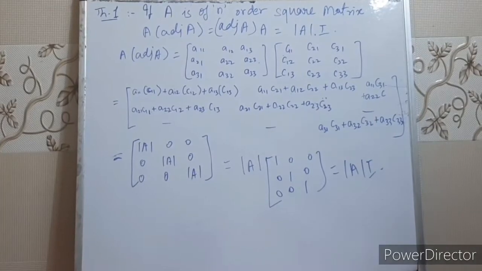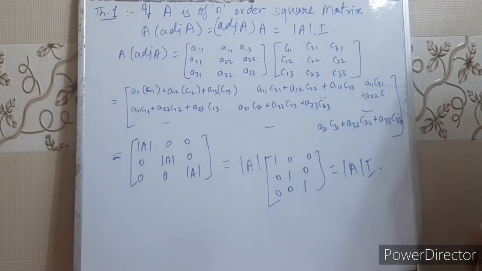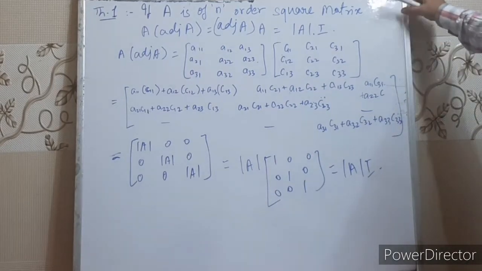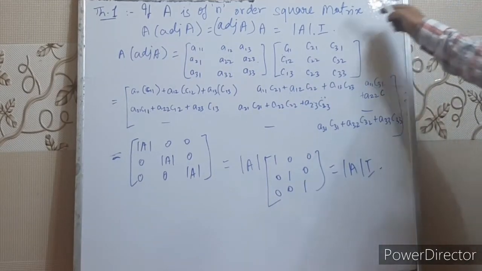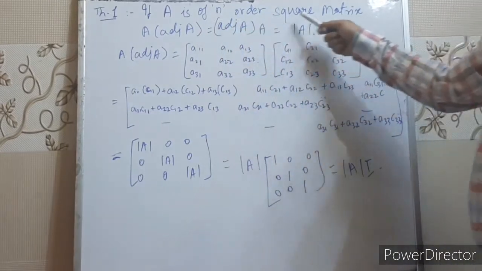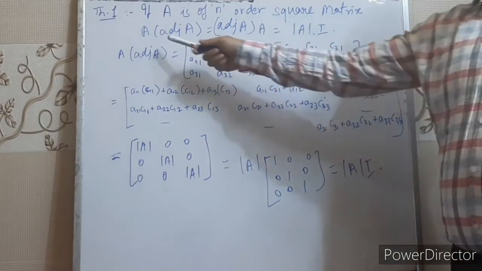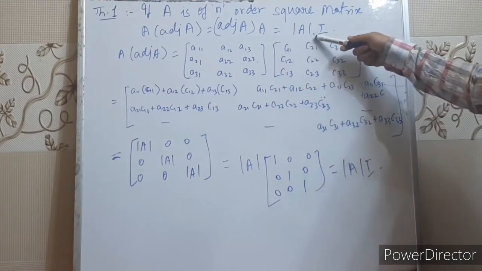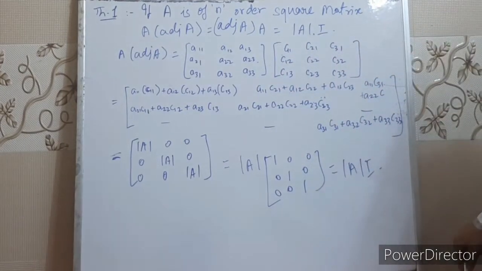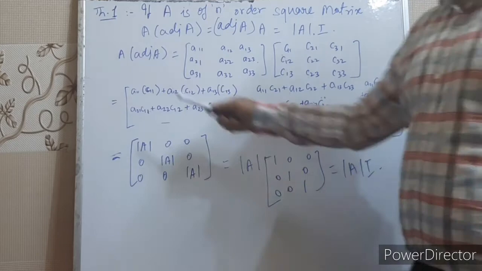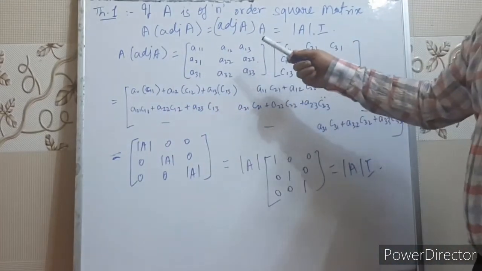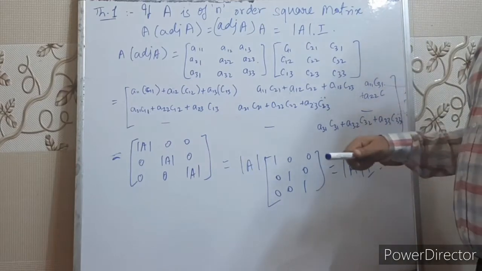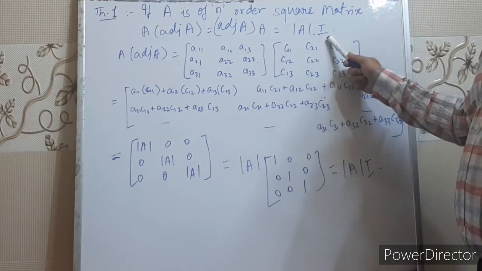Now, children, there are a few theorems which are very helpful in solving sums. Let's see theorem 1. It says that if A is an n-order square matrix, then A into adjoint A equals adjoint of A into A equals determinant of A into the identity matrix. Right, children? So we will try to prove this, evaluating until the right-hand side, determinant of the matrix into I.